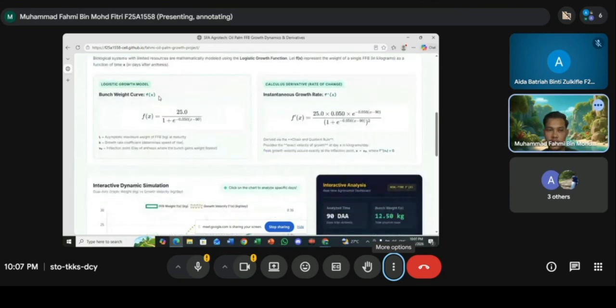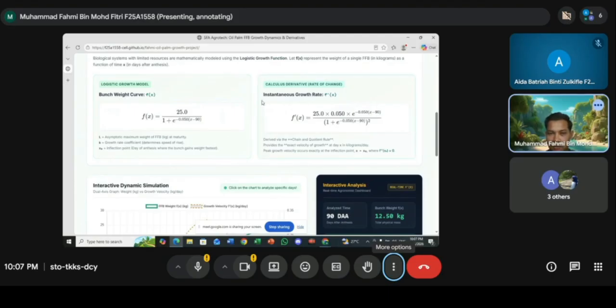Logistic growth model, bunch weight curve F(x). L: asymptotic maximum weight of FFB in kilograms at maturity. k: growth rate constant determining speed of rise. x0: inflection point, the day of activity where the bunch gains weight fastest.